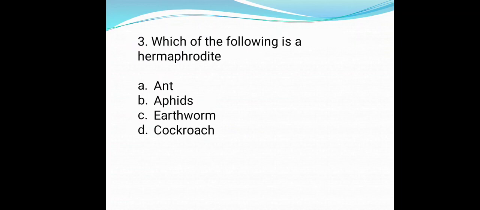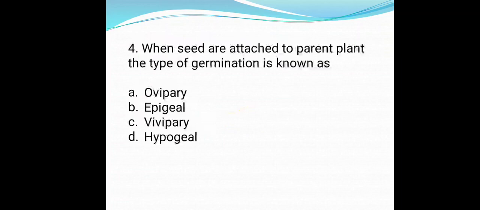Next one: which of the following is a hermaphrodite, that is, a bisexual organism? A bisexual organism possesses both male and female sex organs. Here in the given options, earthworm is a bisexual organism, and aphids and cockroach are said to be unisexual organisms. So the correct answer is option C, earthworm. We'll move on to the next question.